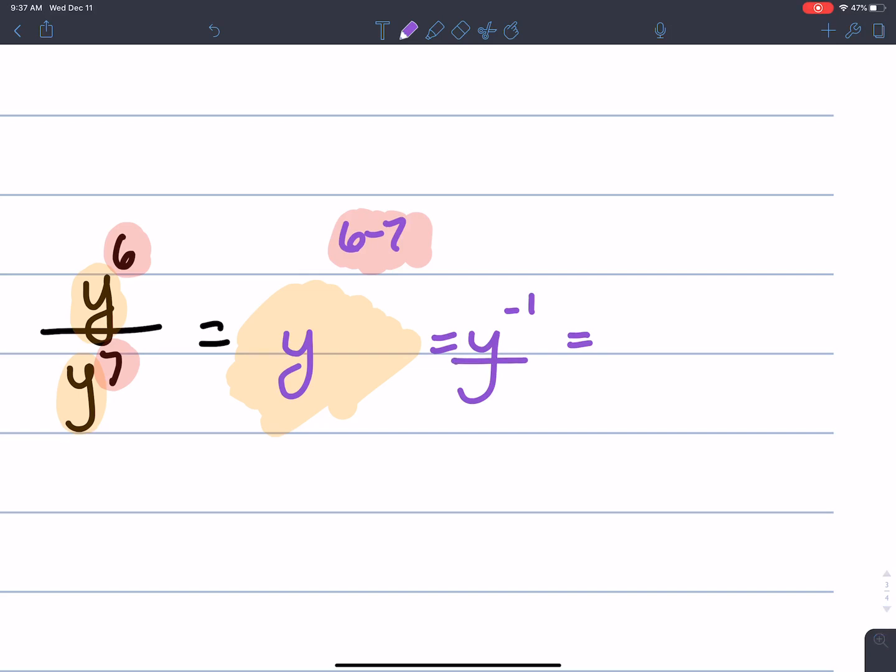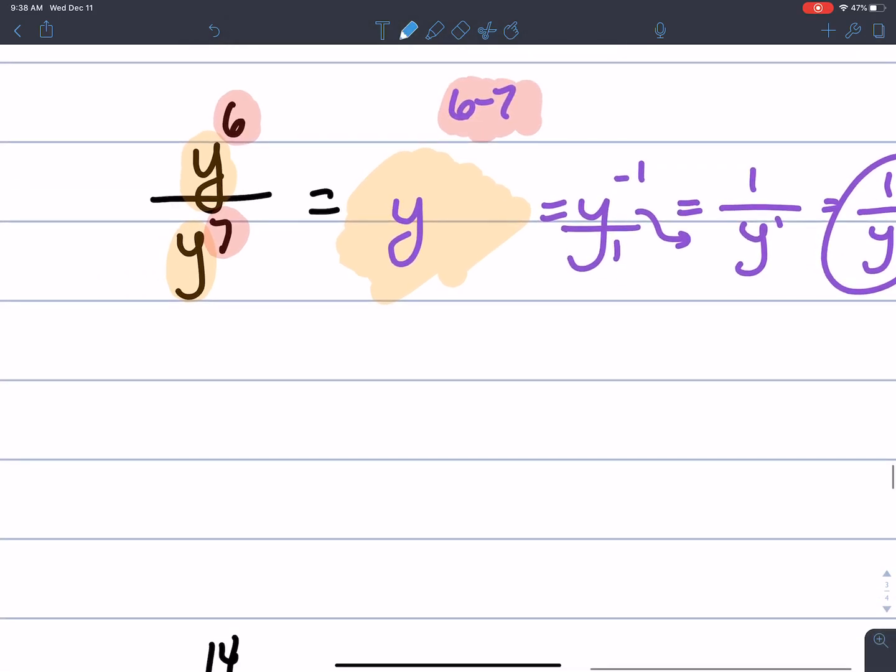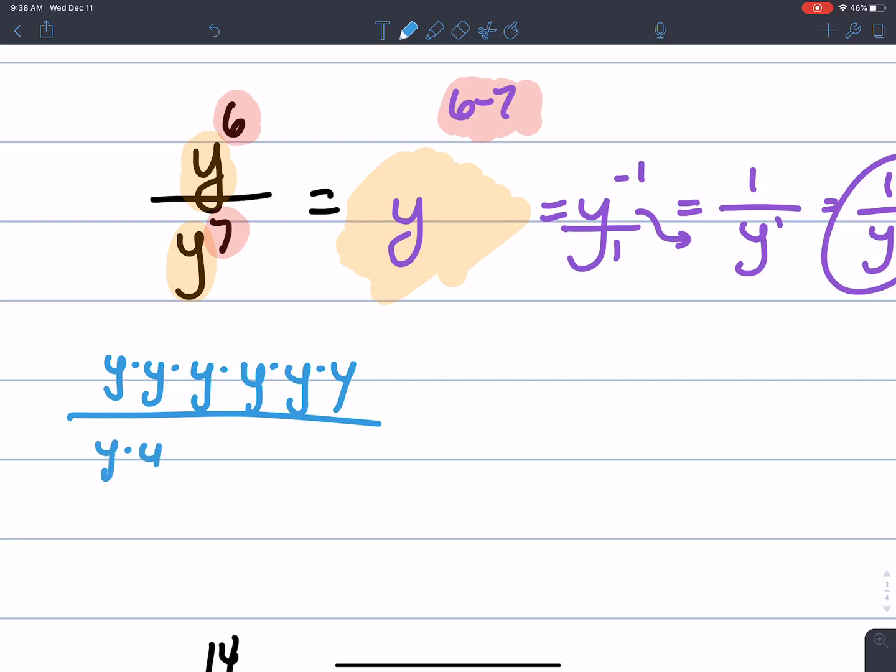That was an action. So we'd take that base of y and move it to the denominator of a fraction and replace it with a 1 if we removed it. So we just have 1 over y. So again, I would like to show you that we could always solve these by expanding. So if I had to write this all out on top, I'd write y times itself 6 times. And on the bottom, I'd write y times itself 7 times.